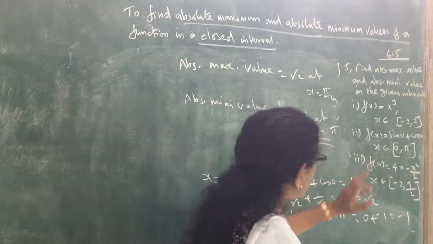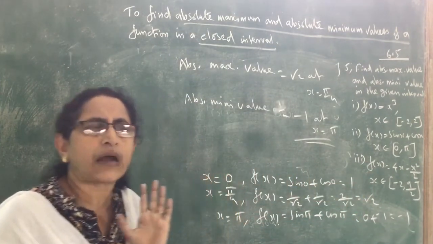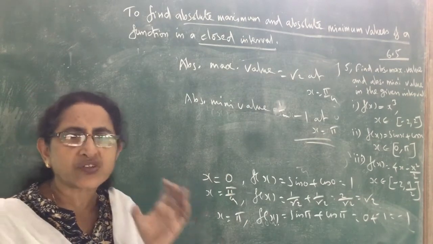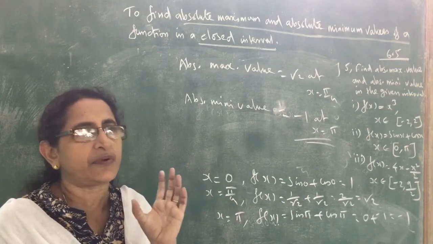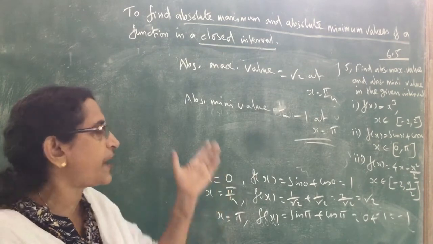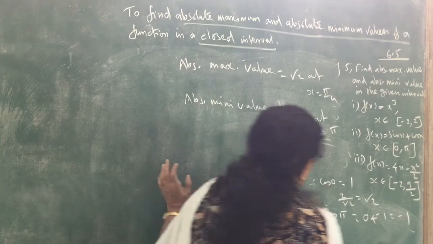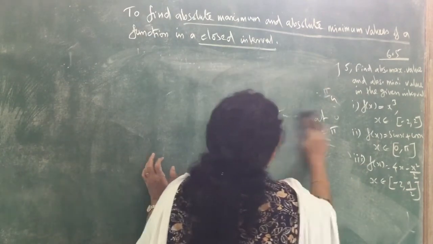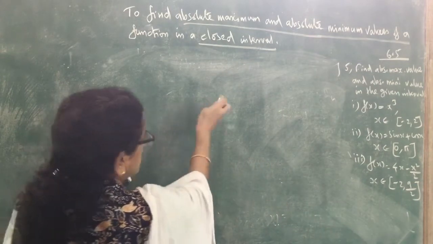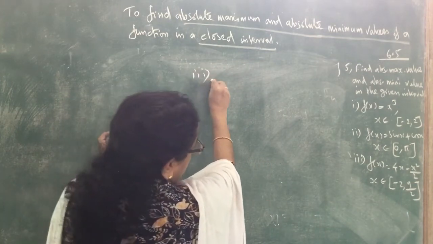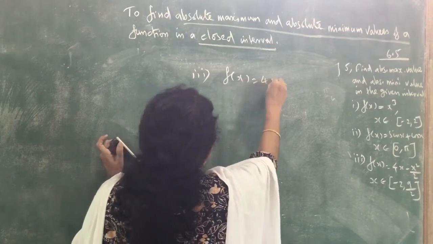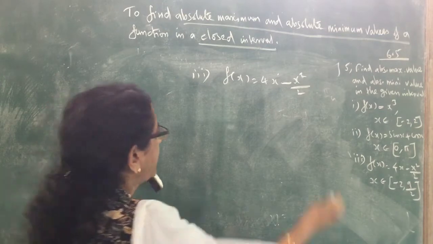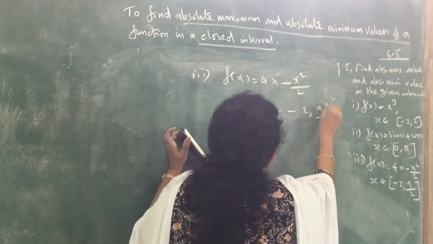Now the third one. To find the absolute maximum and minimum values of a function in a closed interval, we have to use the same method. Now the third one: f(x) = 4x - (1/2)x^2, and the closed interval is [-2, 9/2].